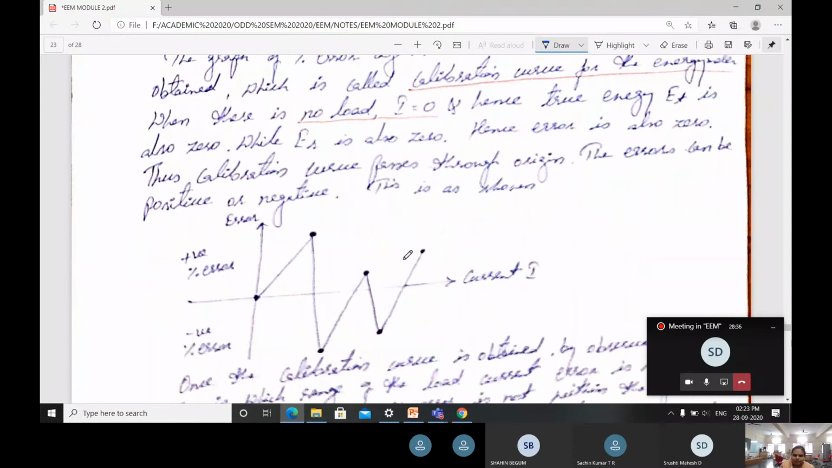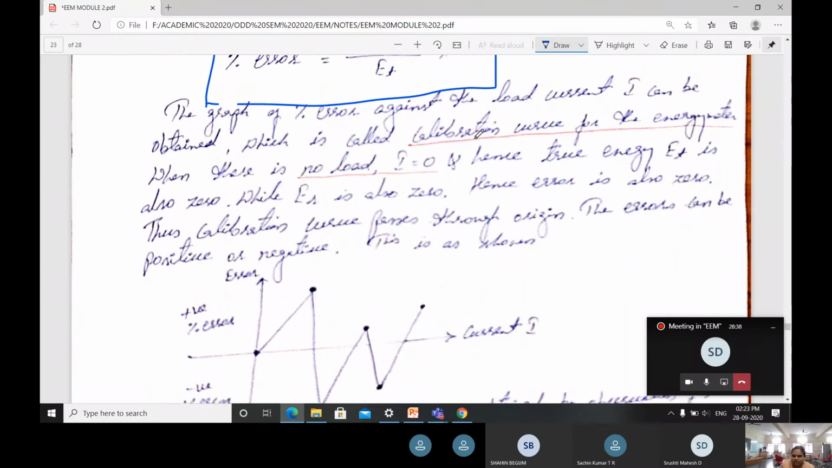This is the graph. This graph is drawn of error with respect to the current, I. This whole graph is called the calibration curve for the energy meter. When there is no load, current will not flow, so I will be 0. Hence the energy ET is also 0. For that reason it will be 0 at the initial position, and ER is also 0. Hence the error is also 0.